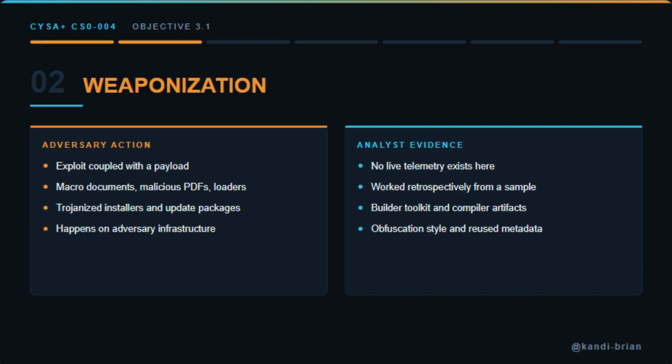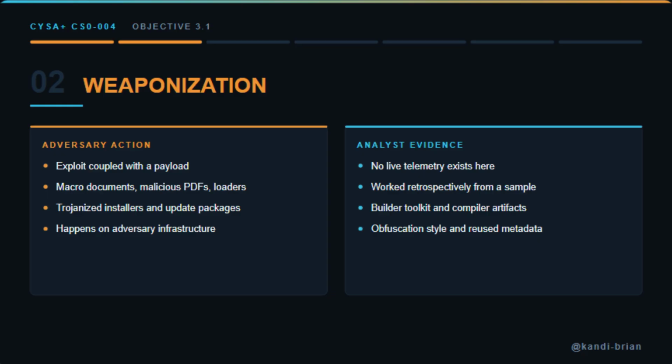Phase 2 is weaponization. Weaponization is where the adversary couples an exploit with a payload into a deliverable package: a maliciously crafted document with an embedded macro, a PDF carrying an exploit for a reader vulnerability, a Trojanized installer for legitimate software, a loader that pulls its real payload down after execution, an Office file that abuses a linking feature to fetch a remote template.